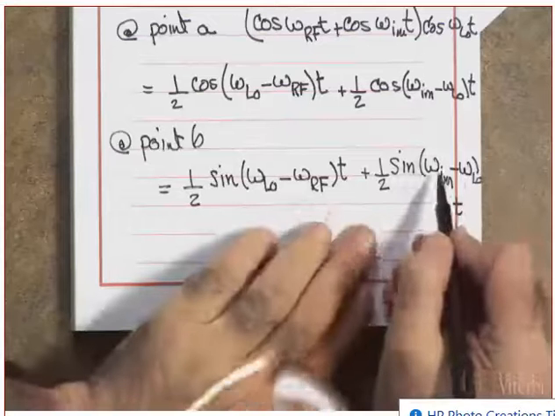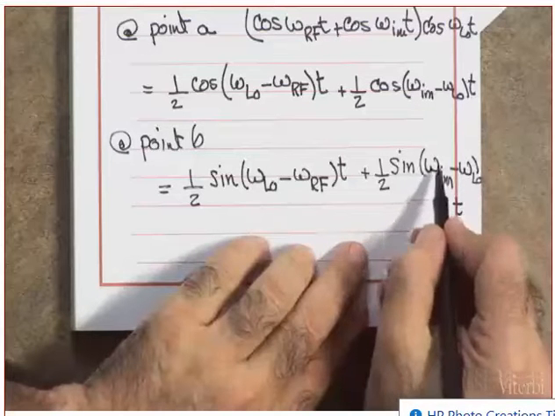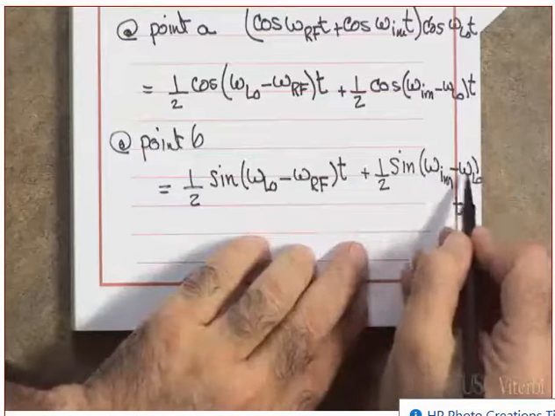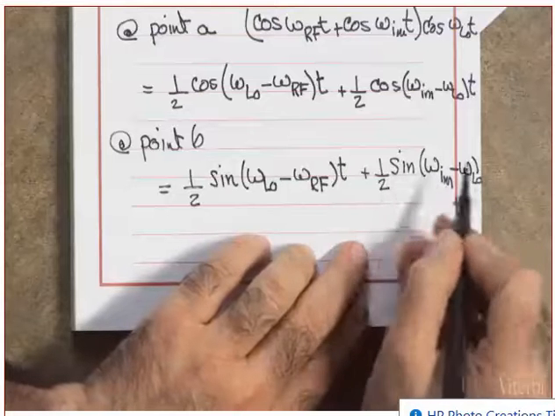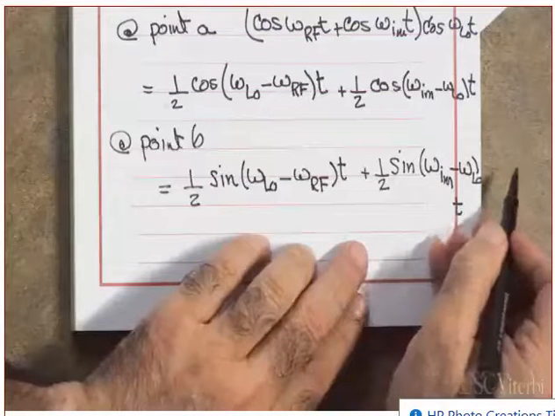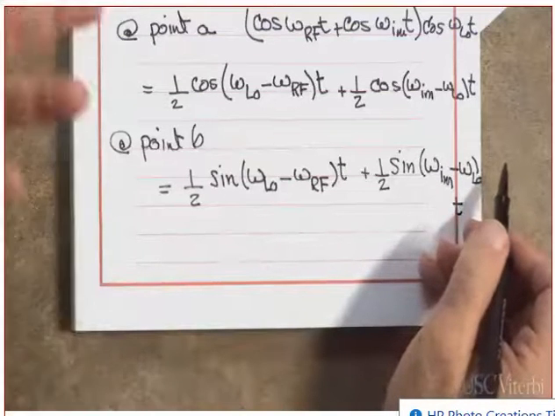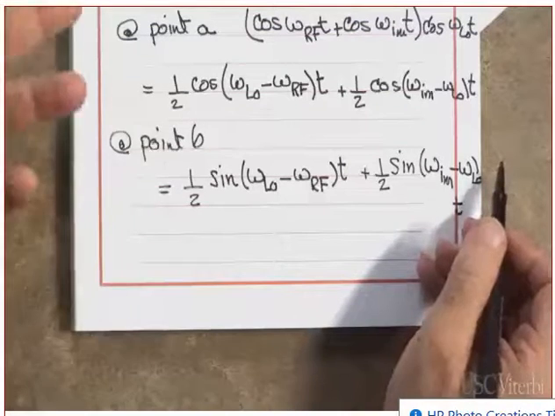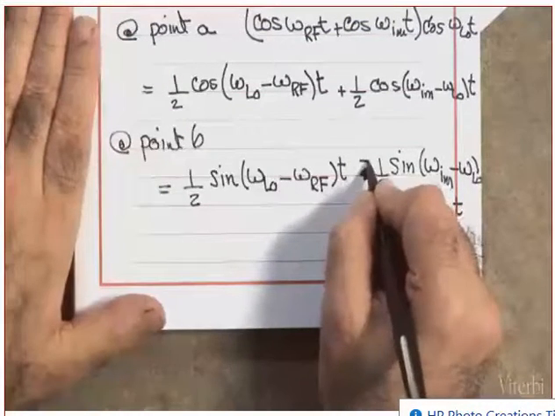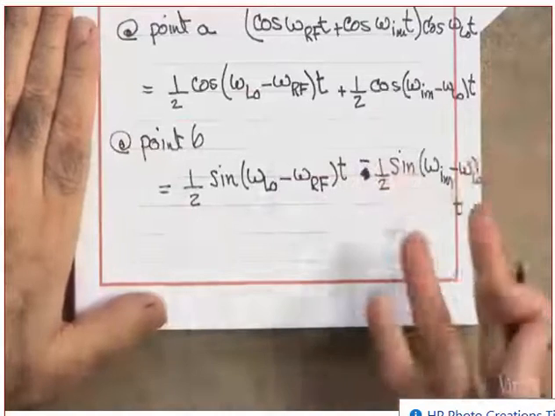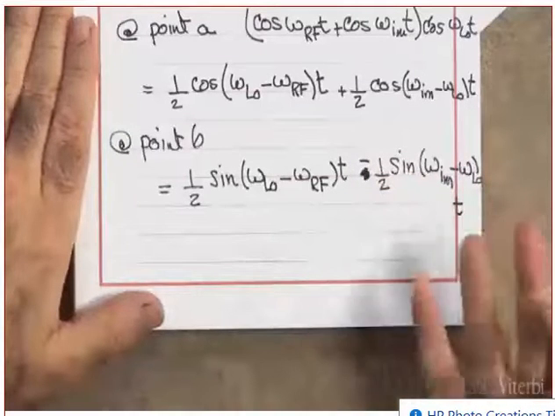Clear? See, I think this one is omega LO minus omega IM. But because omega LO is less than omega IM, it will become minus. Because remember, the sine is an odd function. Clear? Somehow this is a minus sign. You follow me or not? Check. It's just the trigonometry. Can you check the trigonometry, please?